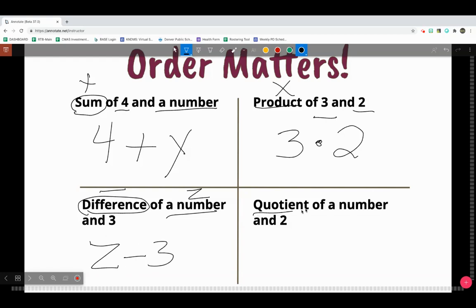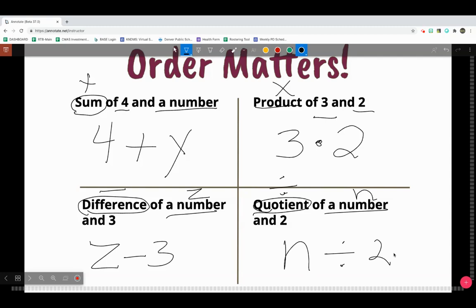Same thing with this one. Quotient. What does quotient mean? Exactly, it means division, of a number and 2. Of a number, I don't know what that number is. It's going to be a variable. I'm going to make it n this time, and 2. So it should be n divided by 2.